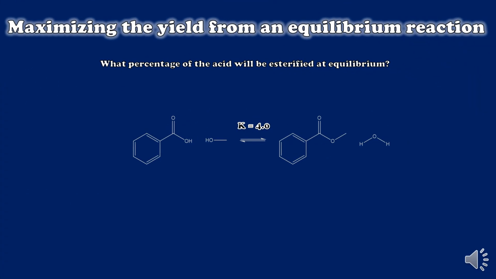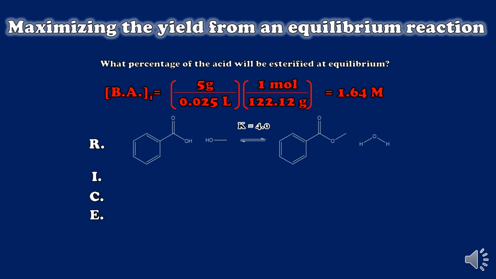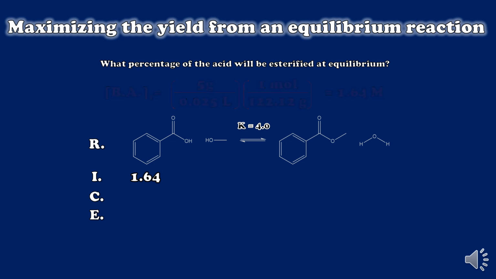Well, things have changed a little bit. I've still got my rice table, but this time my starting concentrations are drastically different. For example, let's say that I put 5 grams benzoic acid into enough methanol to make 0.025 liters of solution. Well, that gives me a 1.64 molar solution of benzoic acid, not much more concentrated than our hypothetical 1 molar example previously. But what about that methanol?